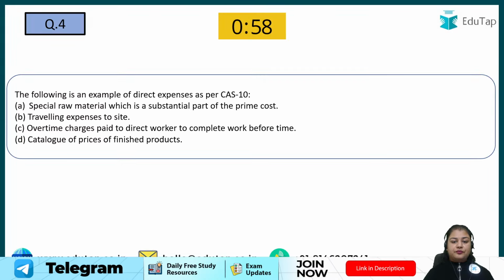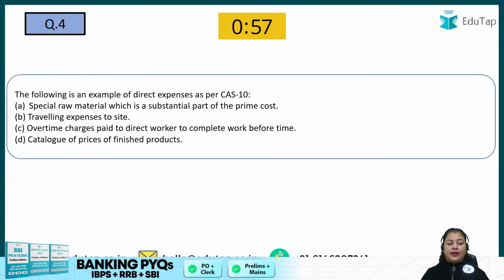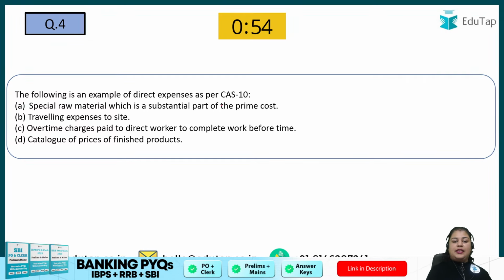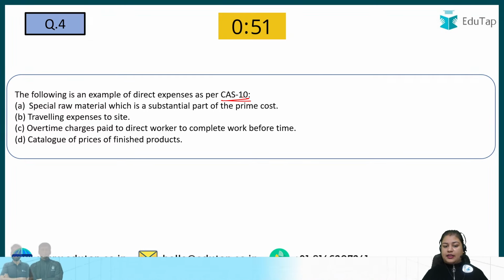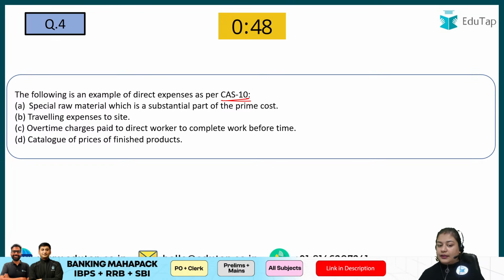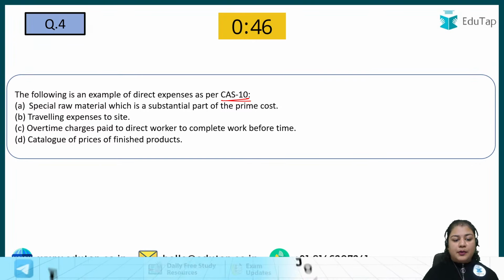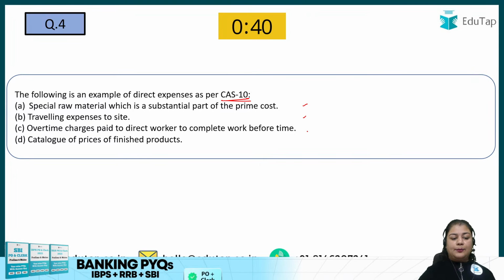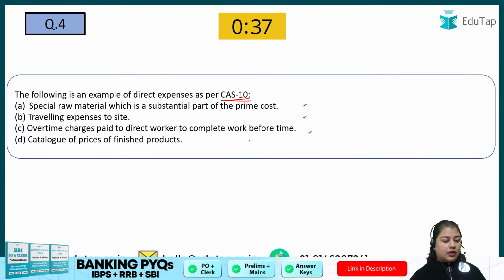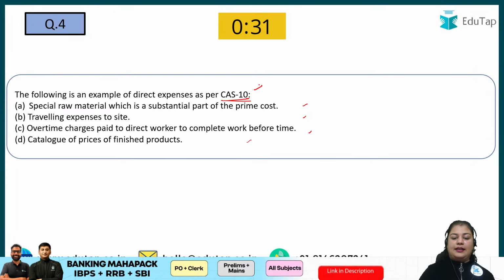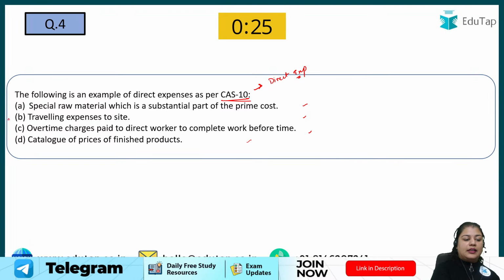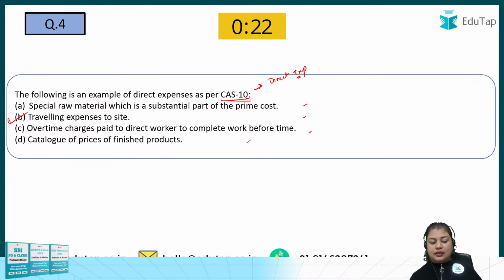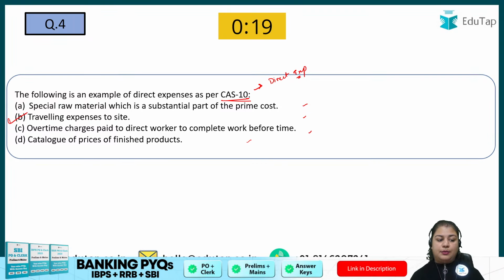Excellent everyone. Next, question 4. The following is an example of direct expenses as per CAS 10. Now सबको पता है क्या होता है CAS 10? Cost Accounting Standard 10. It is related to what? Special raw material, which is a substantial part of prime cost, or traveling expenses to site, overtime charges paid to direct workers to complete the work, and catalog of prices of finished products. So basically, when we are talking about CAS 10, we are talking about the direct expenses. ठीक है? So here the correct answer is traveling expenses to site. Okay, it is traveling expenses to site. The correct answer, that is B, traveling expenses to site.